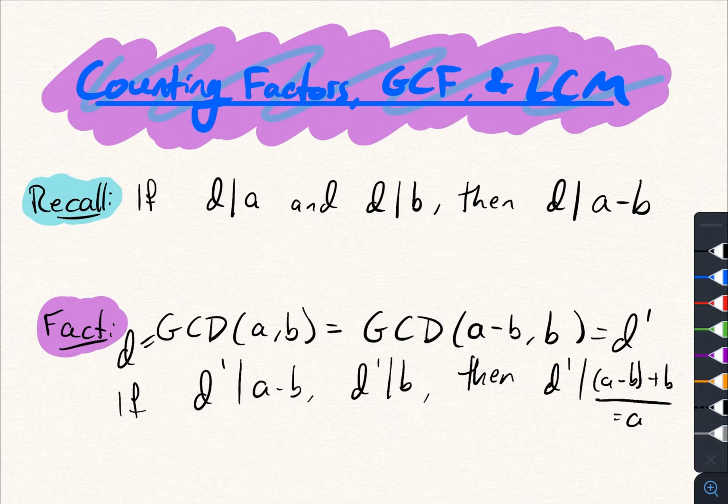So any divisor of A and B is going to be a divisor of these two numbers, and any divisor of A minus B and B is also going to be a divisor of A and B. So A and B have the same common factors as A minus B and B, and so therefore whatever the biggest one is going to be the same for both of them. So their GCDs have to be the same.